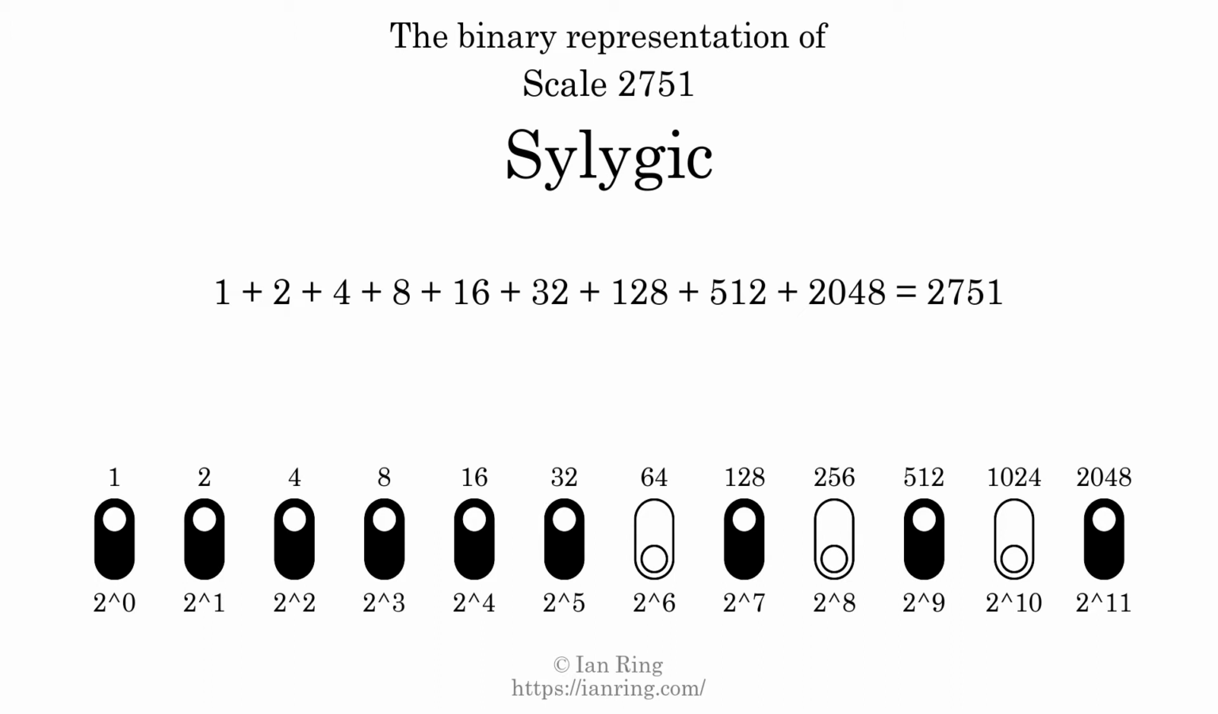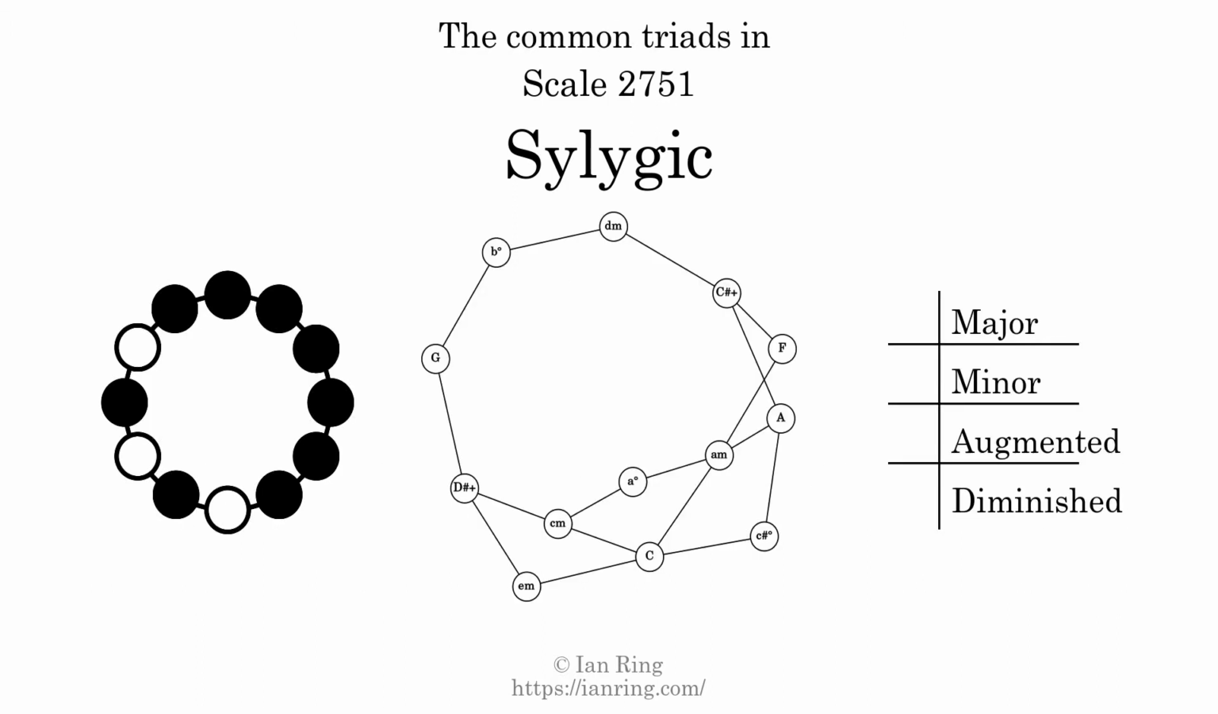The scale number not only enumerates the scale with a unique index, but it also literally describes the tonal content of the scale. Represented as a binary number in base 2, the scale number is 101010111111. Here are the common triads present in this scale.